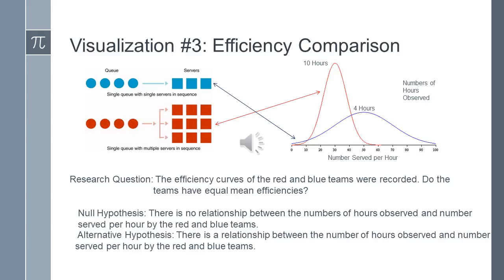The research question is, the efficiency curves of the red and the blue teams were recorded. Do the teams have equal mean efficiencies? The null hypothesis states as follows. There is no relationship between the number of hours observed and the number served per hour by the red and the blue teams. The alternative hypothesis states there is a relationship between the number of hours observed and the number served per hour by the red and the blue teams.